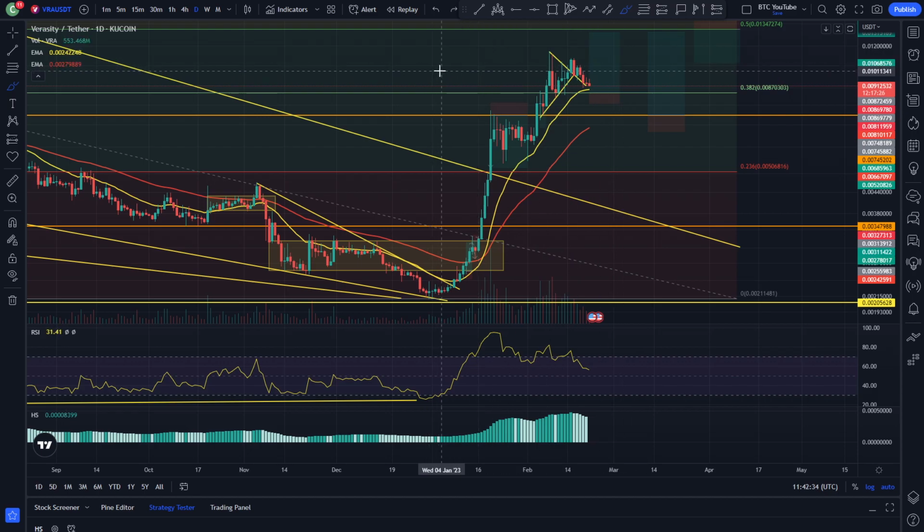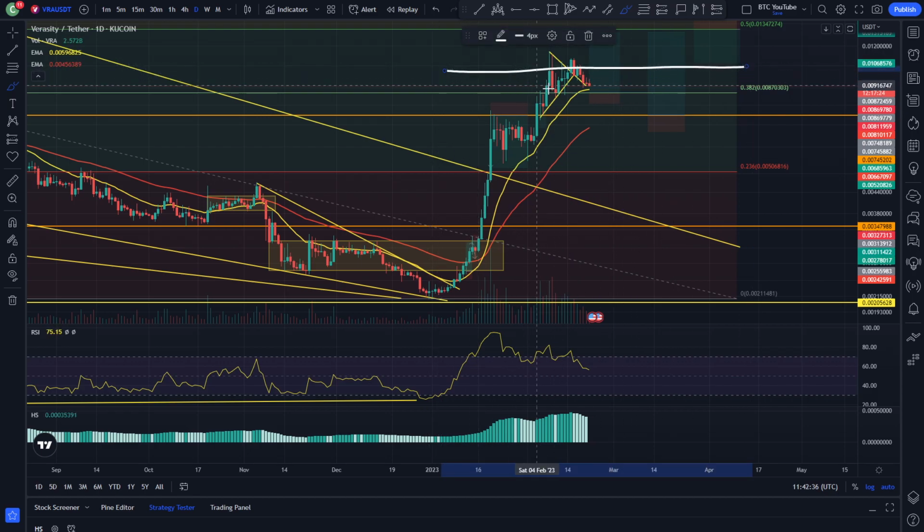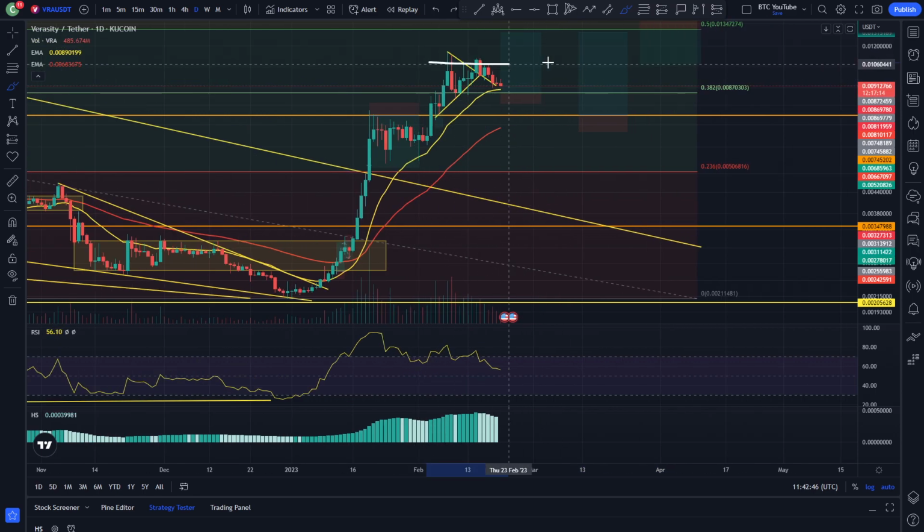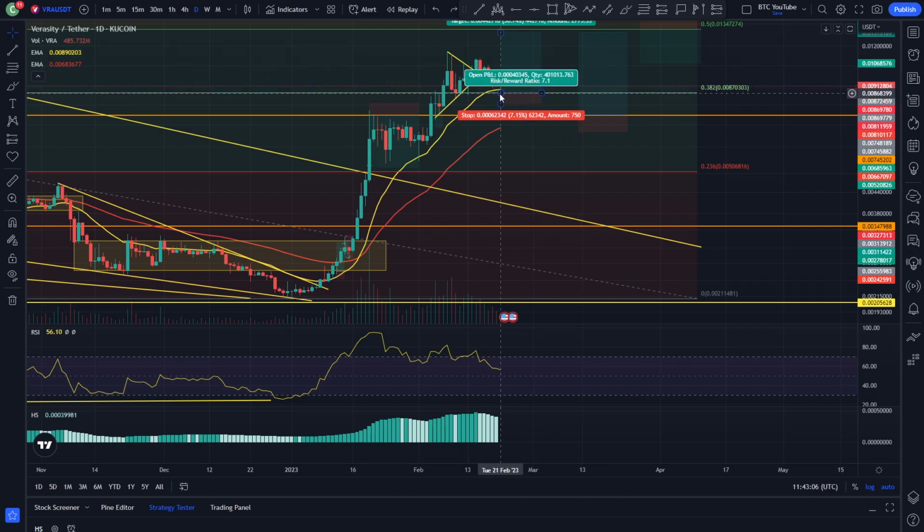You can see here, this is where we got that rejection at that 1 cent level. You can see the wicks, obviously we come back down underneath there. We came back inside of it, grabbed a bit of liquidity, and now looking like maybe we're having another retracement down below that 1 cent level. Obviously a big psychological resistance for Verasity as well. So now looking like we are retracing back down, probably on the daily time frame here. We've got the 20 EMA sitting at around that 0.38 Fibonacci, which would be an area where we'd enter our first long position, and I do think this is an area we'll probably see a little bit of a bounce.